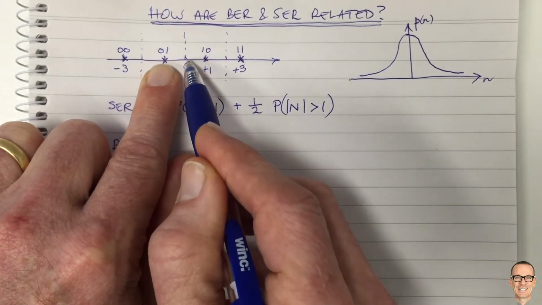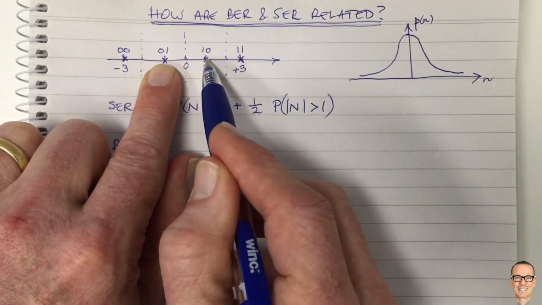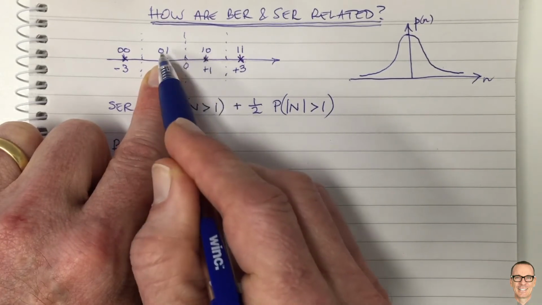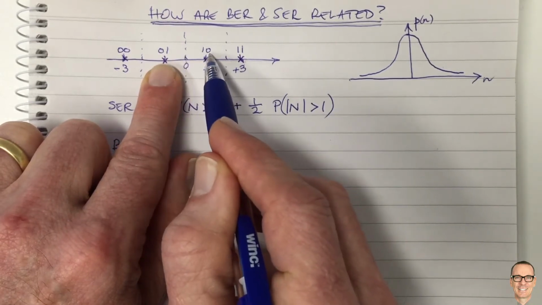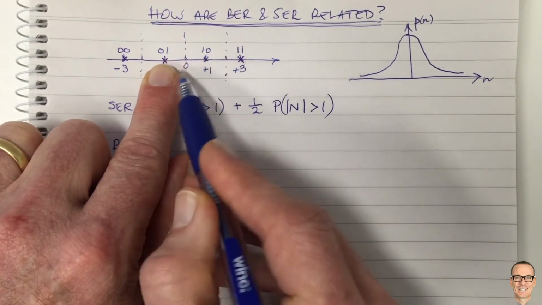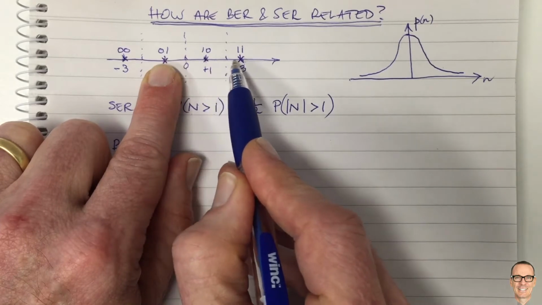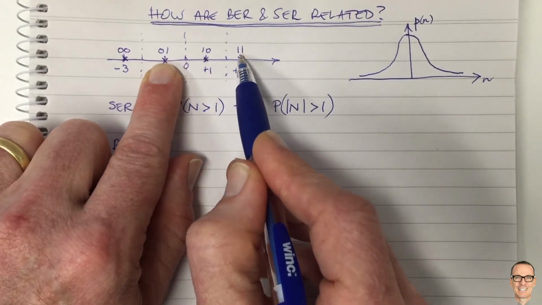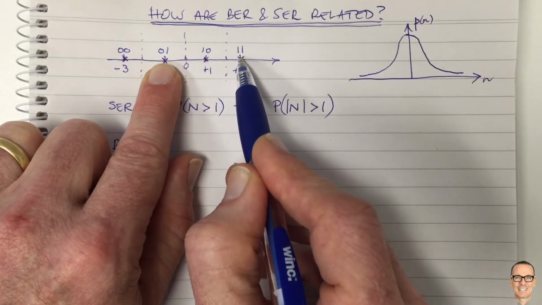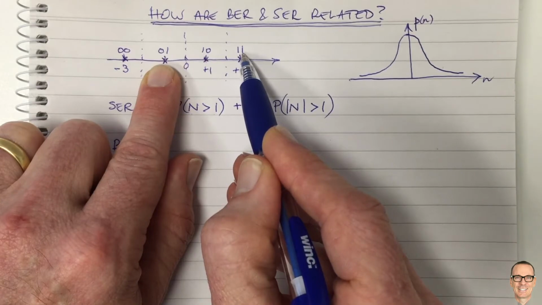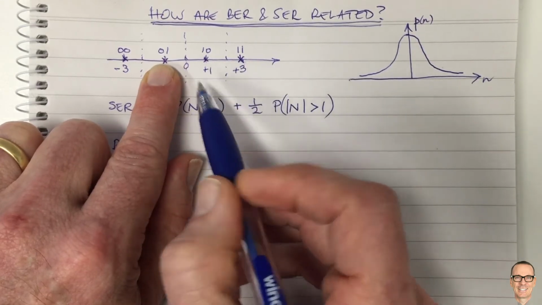Whereas if the noise was bigger than +1 and pushed us to this symbol, we'd be making 2-bit errors, because the first bit would be an error, because instead of 0 we'd get 1, and the second bit would be in error, because instead of 1 we'd get 0. But then if the noise was even more and pushed us up to this region here and we decoded this symbol, then again we'd actually only be making 1-bit error, because the second bit in both of these symbols is 1. So this is where it's a bit more complicated.